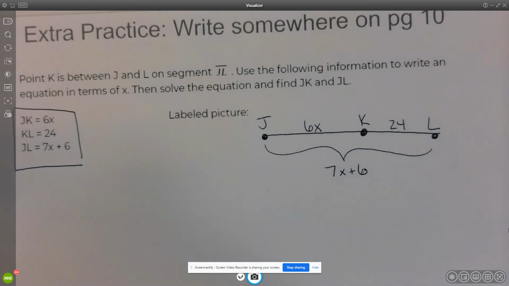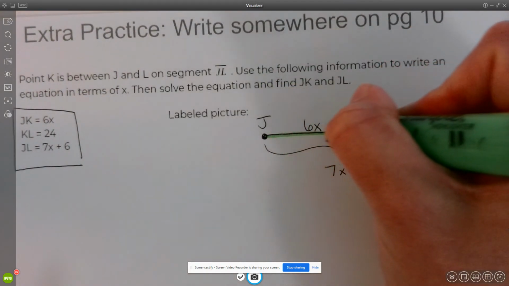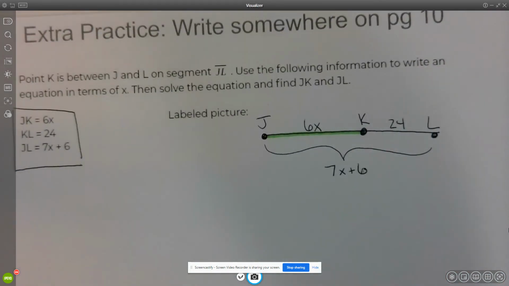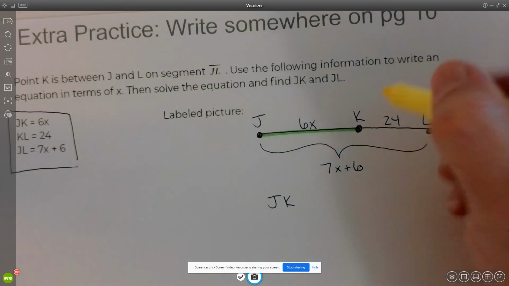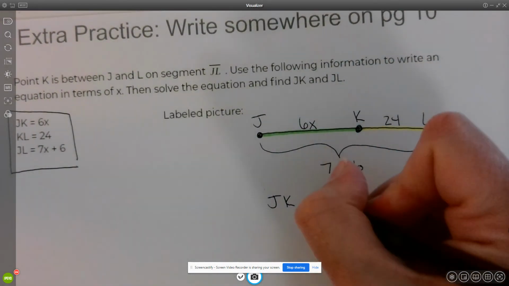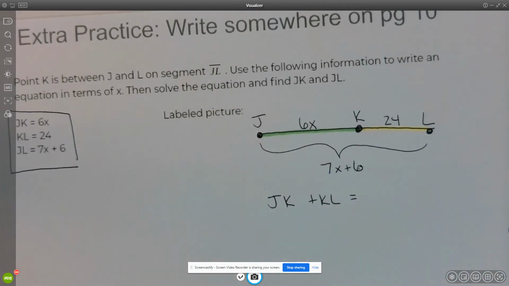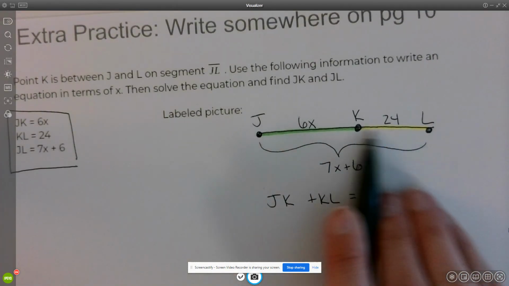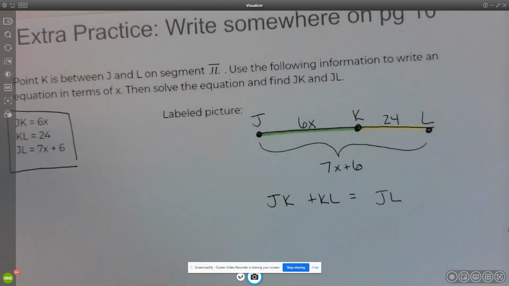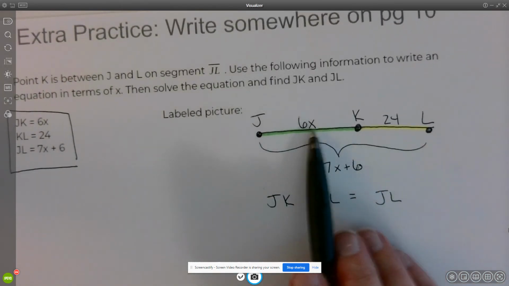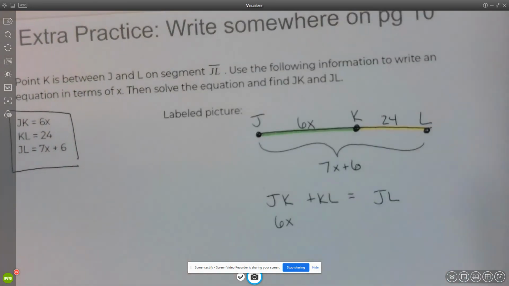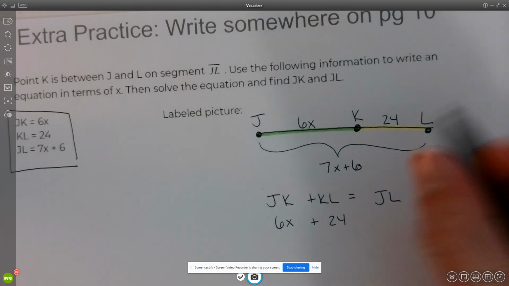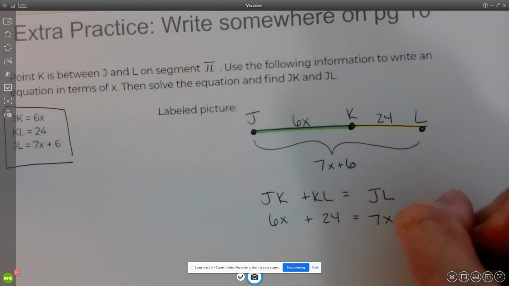And so what we know, we've got a line segment here with a point in between. So we know that the length of JK, this part, plus the length of KL must add up to equal the length of the larger line segment JL. Now I'm going to go in and take my lengths and substitute them into my equation. JK has a length of 6x, KL has a length of 24, and JL has a length of 7x plus 6.